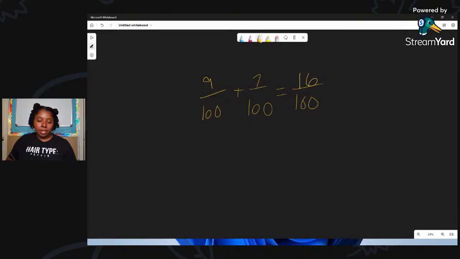Okay. And there's that. So we add the numerators, denominator stays the same. But what happens when I have a different denominator? Okay. Well, I want to make them the same.